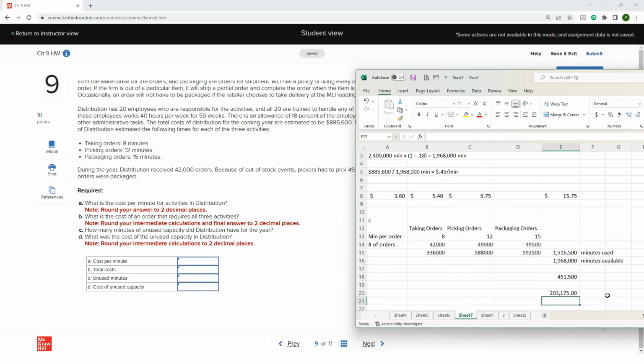And then questions 10 and 11 are going to be similar to what we've already done. So I'm going to let you guys do 10 and 11 on your own. So that'll be the end of the homework for chapter 9.